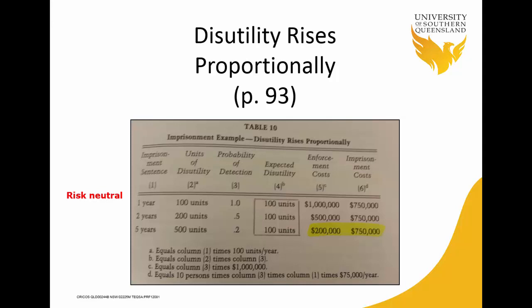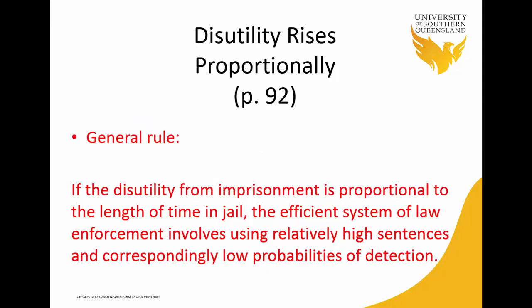So the most efficient outcome would be to have the same imprisonment, the same expected disutility to the thief, but with the lowest possible enforcement costs. So the highlighted third column would be our efficient outcome in this case.